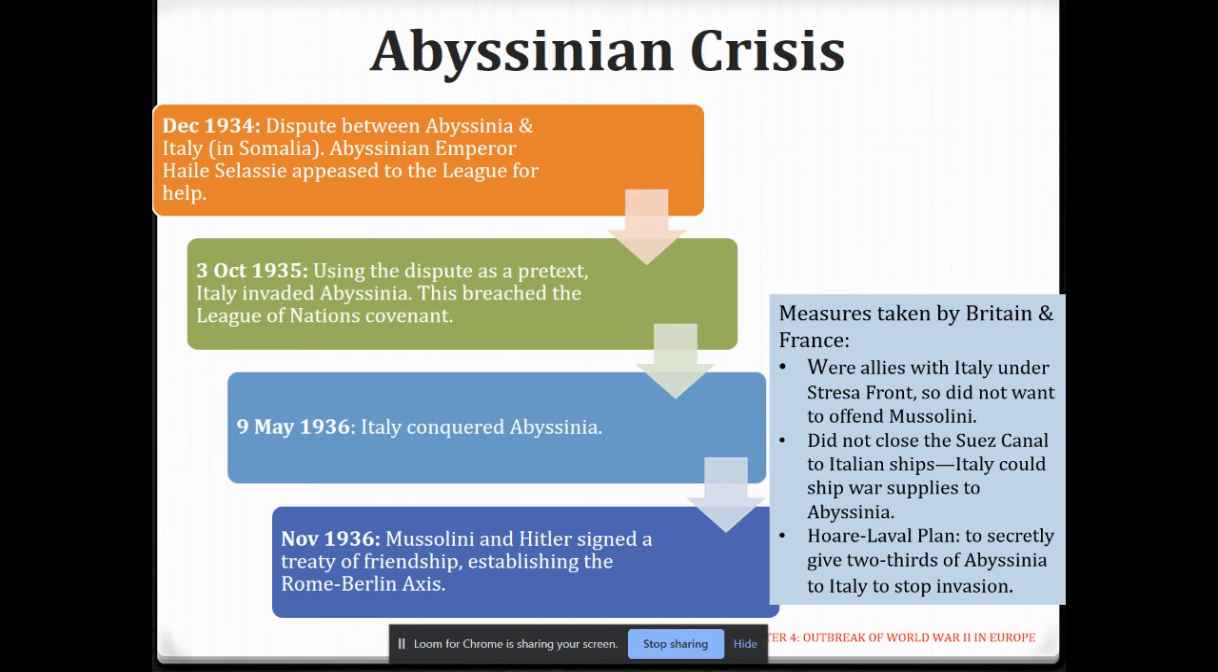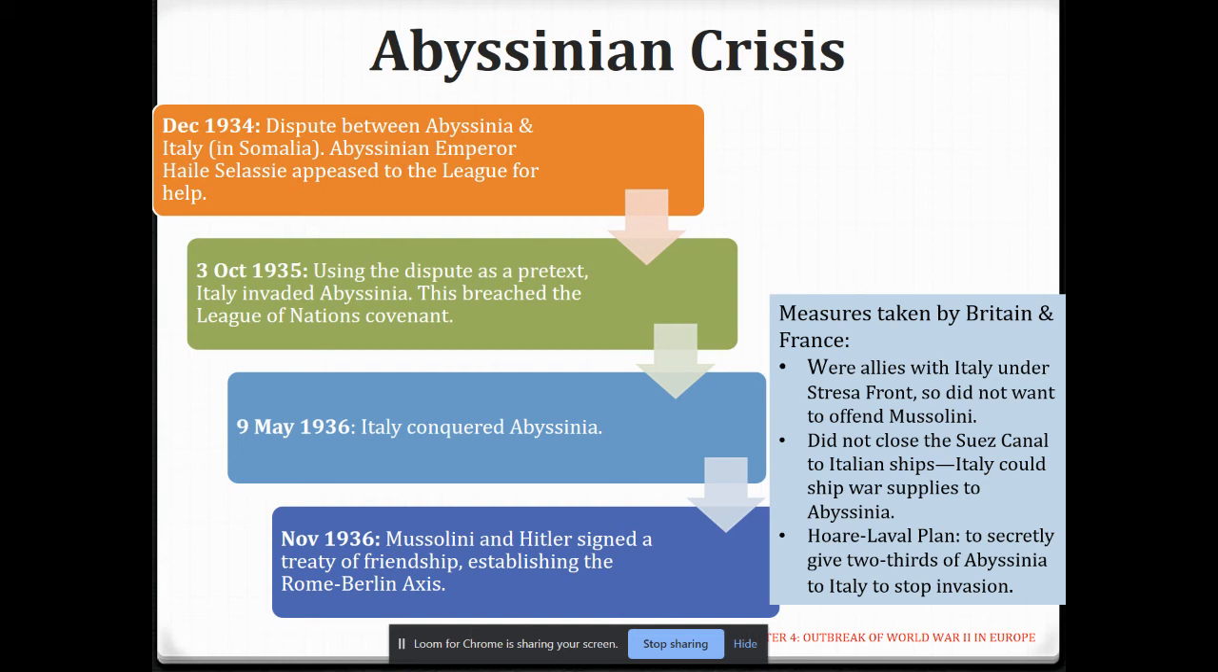So now, what did Britain and France actually do? They were allies with Italy under this thing called the Stresa Front. So they did not want to offend Mussolini, and they also did not want to close the Suez Canal to Italian ships, because if they closed the Suez Canal to Italian ships, Italy would not be able to continue to ship war supplies to Abyssinia. Okay, so if you close it to them, it would stop the war supplies, and then it would halt the invasion of Abyssinia.